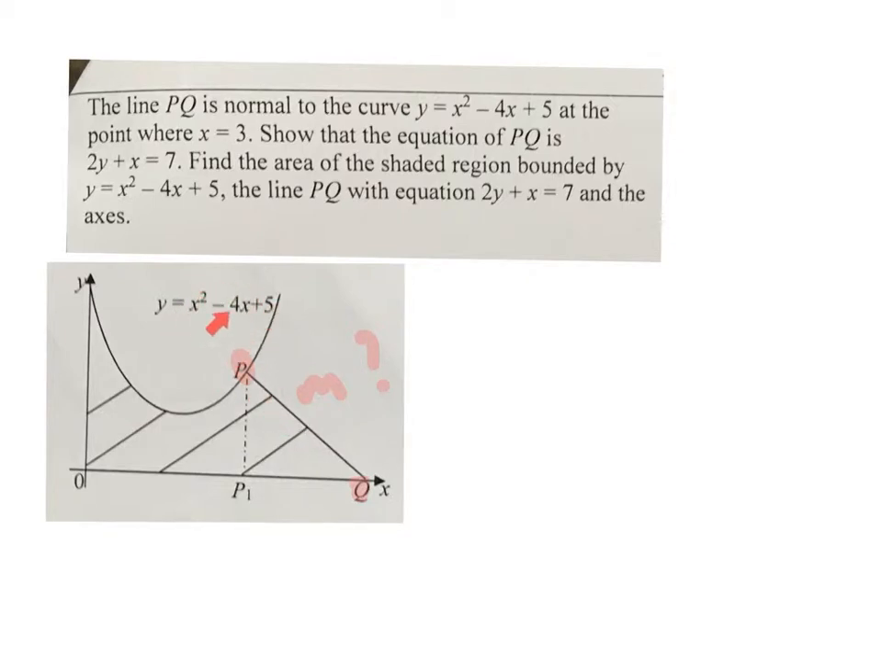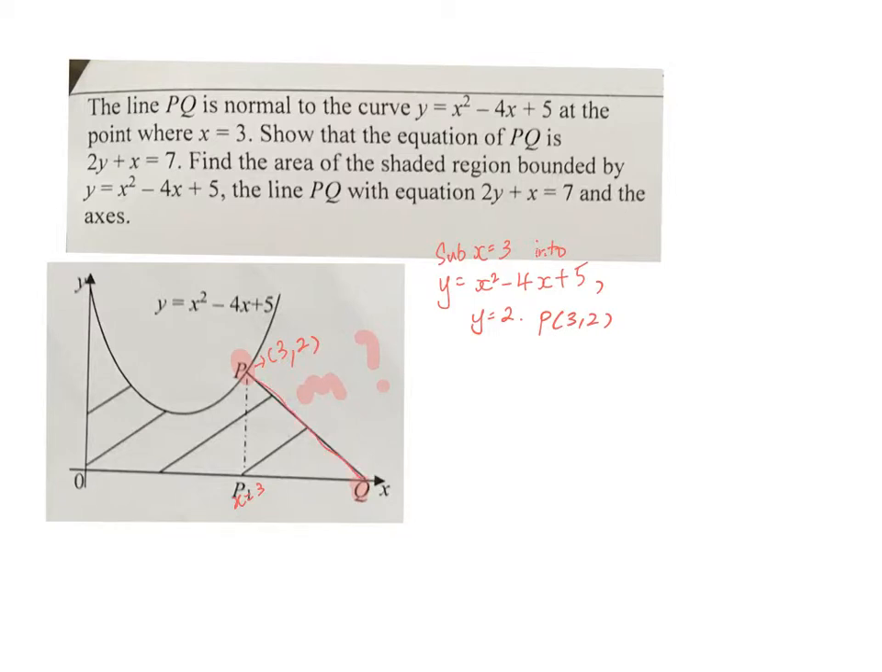So I'm going to find the gradient of this normal line by using my y. I know that at this point, x equals 3. So this is 3 comma something. What is it? All we need to do is take y equals x squared minus 4x plus 5 and sub x equals 3 into it. What you get is y equals 2. So basically your point P is 3 comma 2. So you see, I have a point on the line PQ.